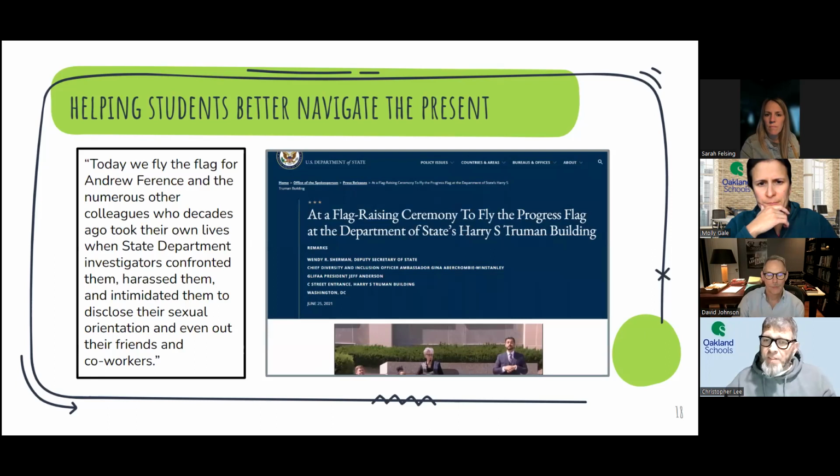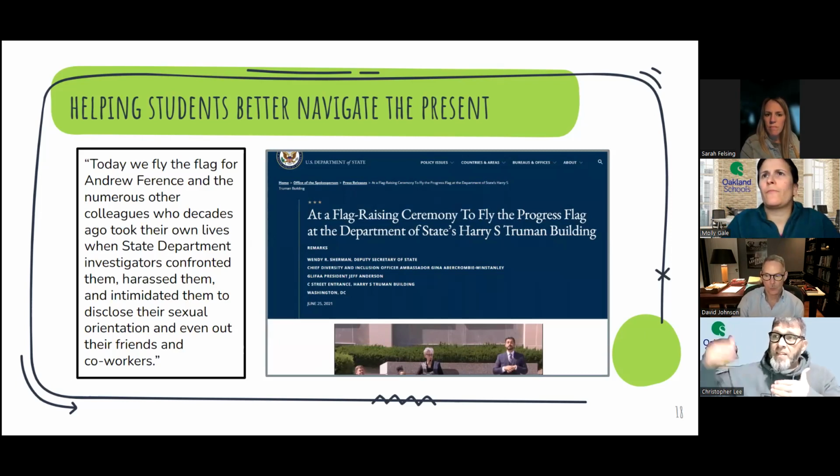Also, the U.S. Department of State had a flag raising ceremony, as Dr. Johnson mentioned. And the quote from the speech was that, again, as Dr. Johnson said, today we fly the flag of Andrew Ferencz and the numerous other colleagues who decades ago took their own lives when State Department investigators confronted them, harassed them, intimidated them to disclose their sexual orientation, even out their friends and coworkers. So it's not that this issue exists in the distant past or even in the recent past. This issue affects us today.